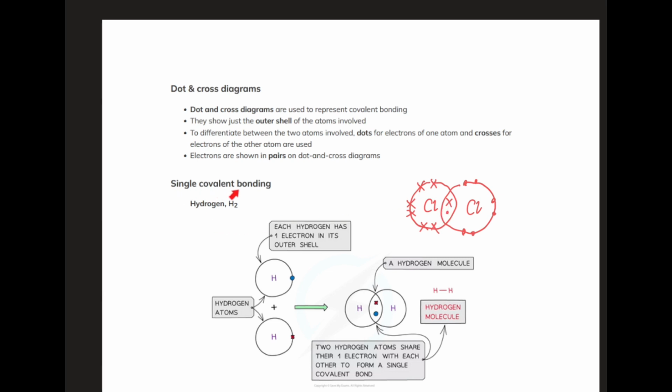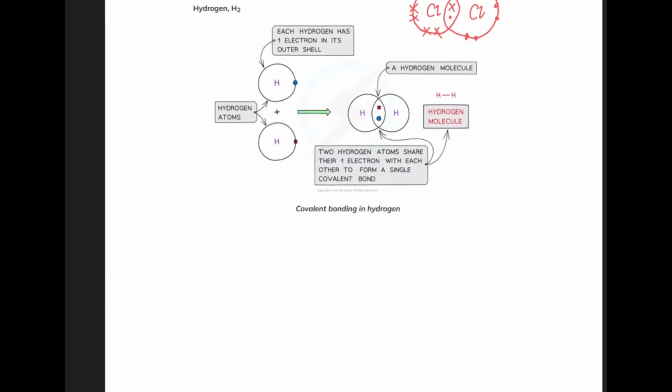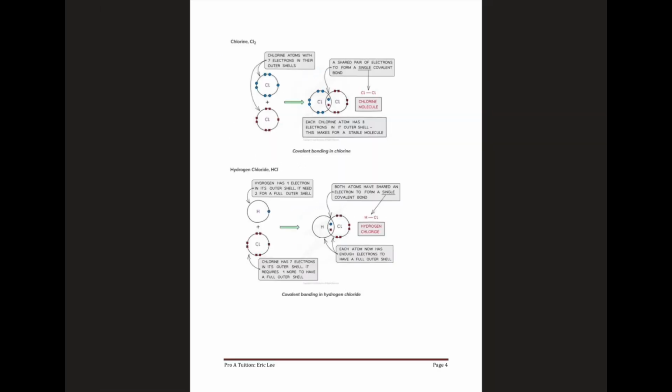Okay, so single covalent bond, hydrogen's molecule. So this is the case. Initially they are atoms. So after that, they form covalent bond that share 2 electrons. So sharing 2 electrons is single covalent bond. Okay, now let's move on.